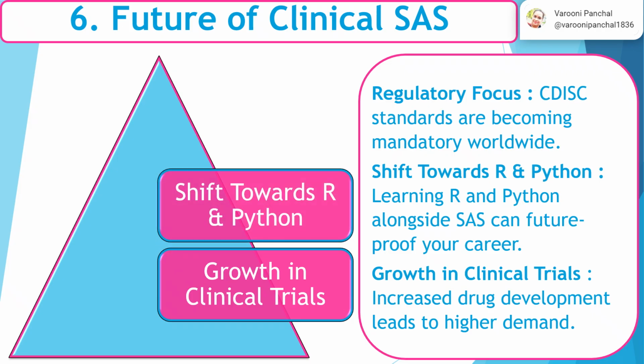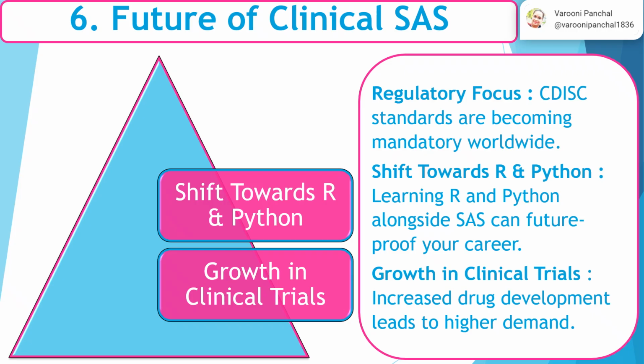Next is, nowadays people are shifting from SAS to R and Python. The reason is, it could be or may be, but it's not yet confirmed, that SAS is a very expensive kind of software, and to maintain that software in terms of managing it, a number of users are needed for running the SAS software. It's quite expensive as compared to R and Python.